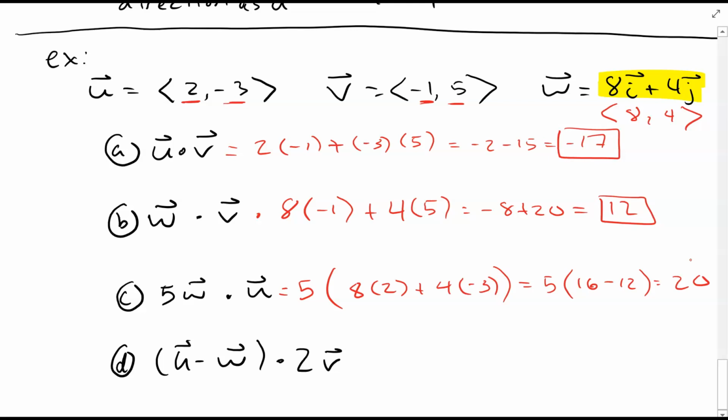So 16 minus 12 is 4, and 5 times 4 is 20. Is everybody okay there?